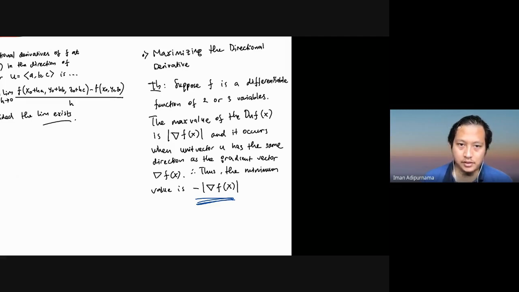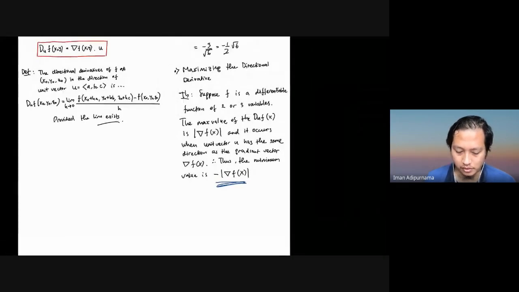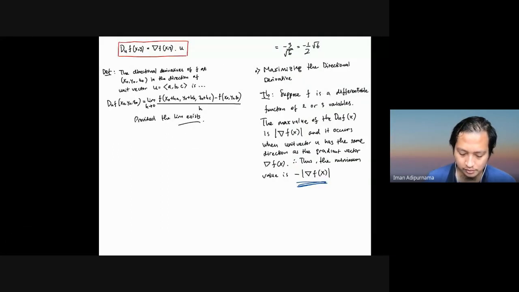Okay, basically finding the gradient vector, and then we can take the magnitude, the length. Okay, because, or let me write the example here.